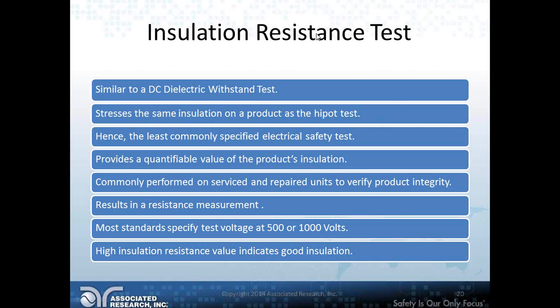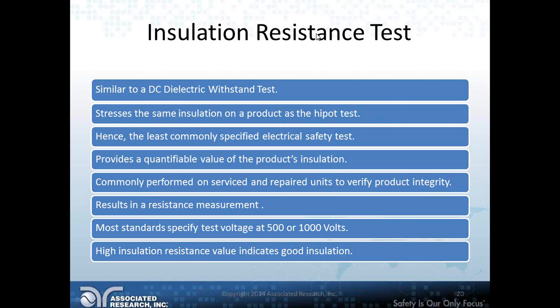The other common question that arises when dealing with insulation resistance test is called trending. Now I know a lot of you may not have heard this term because it's not very common, but it does come up from time to time, and that's the reason why I want to go over it real quick.